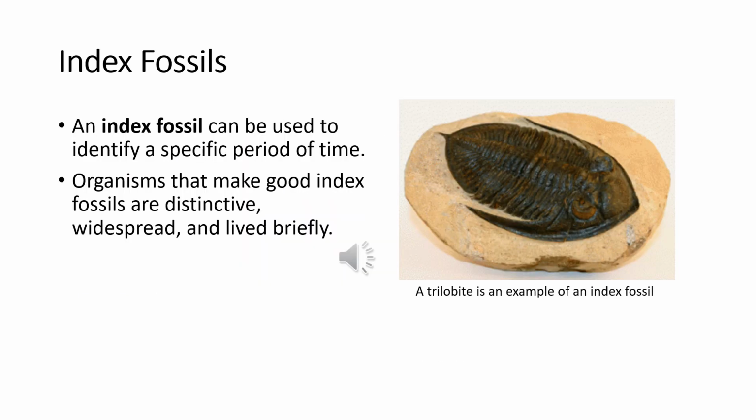Index fossils are very special types of fossils. These plants or animals were only around for a short period of time. And so if we find examples of these, for example, this trilobite here on the right, if we find an example of this in a rock, then we can date that rock to a specific time.